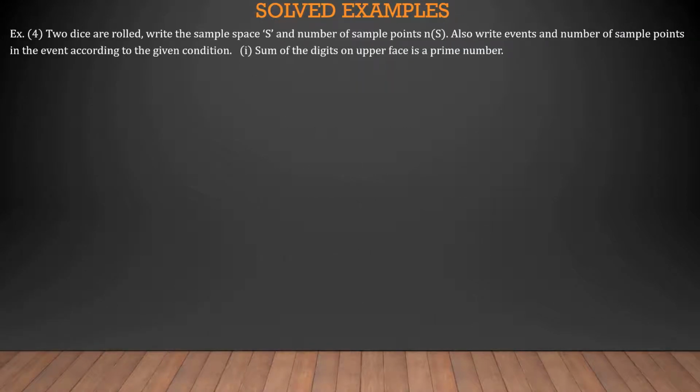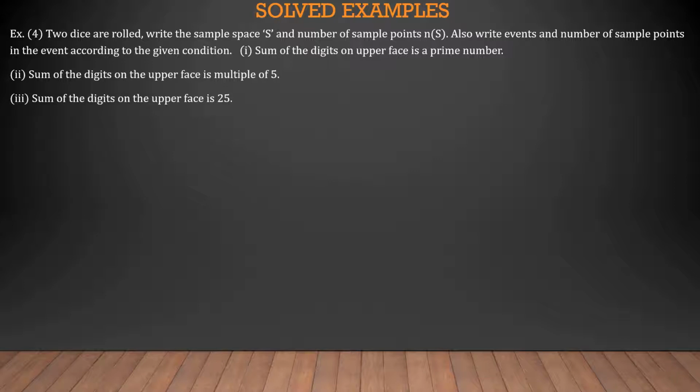Fourth solved example: 2 dice are rolled. Write the sample space S and the number of sample points n(S). Also write the events and the number of sample points in each event according to the given conditions. First, the sum of the digits on the upper face is a prime number. Second, the sum of the digits on the upper face is a multiple of 5. Third, the sum of the digits on the upper face is 25. Fourth, the digit on the upper face of the first die is less than the digit on the second die.